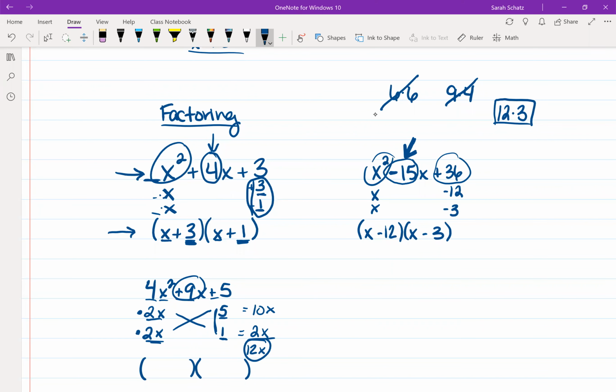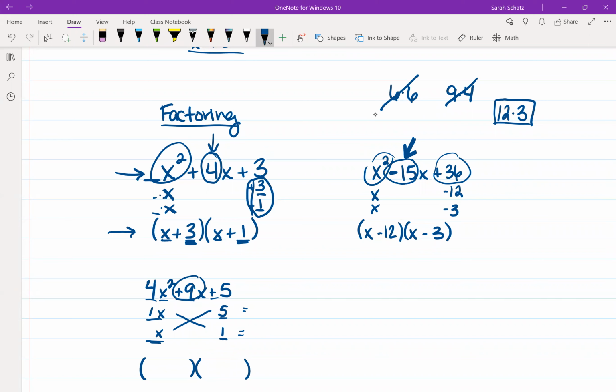Did I get the middle term? I didn't. I got a 12. So one thing you might think of is, oh, well, maybe I've just got my signs wrong. Maybe one of them needs to be negative. But you guys, no version of 10 and 2 makes 9. So something is wrong. And it can't be with the 5 and 1. It has to be with the 2 and 2 that I chose for that 4.